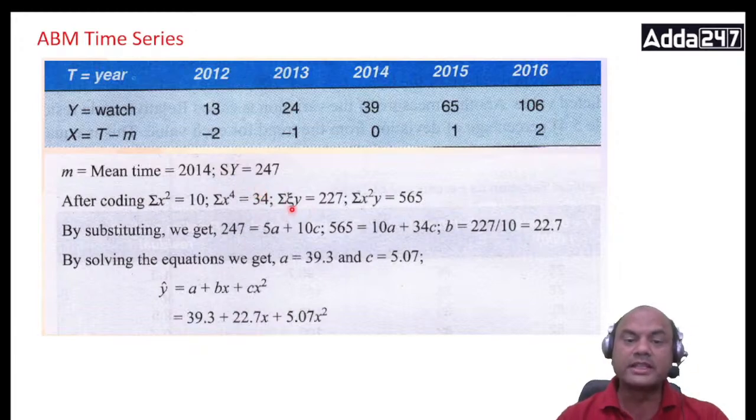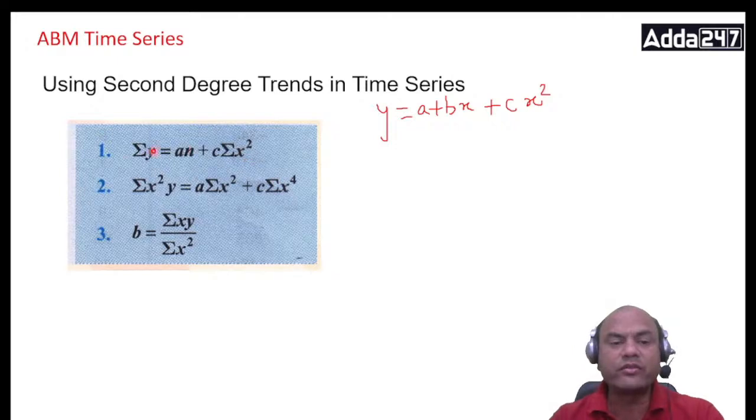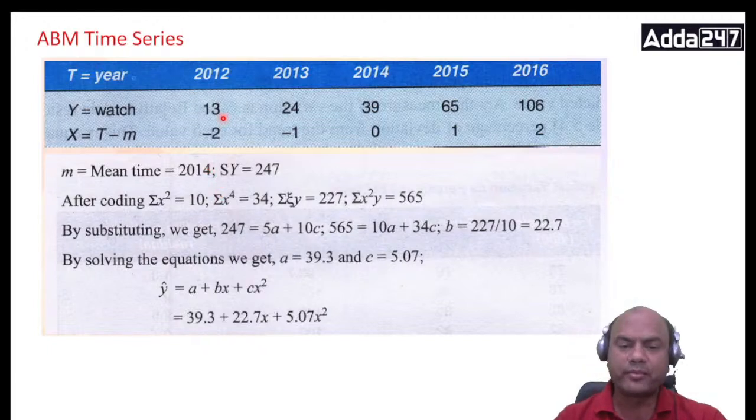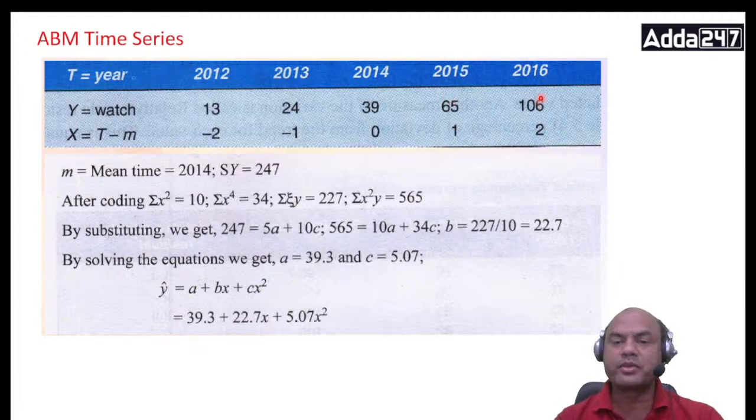Okay. Then summation xy. What is summation xy? Get the same figures, whatever we require. Multiply this x with y. So 13 into minus 2, 24 into minus 1, plus this is 0, plus 65 into 1, plus 106 into 2. If you do the total of all these, including the minus sign, then you will get it as 227.